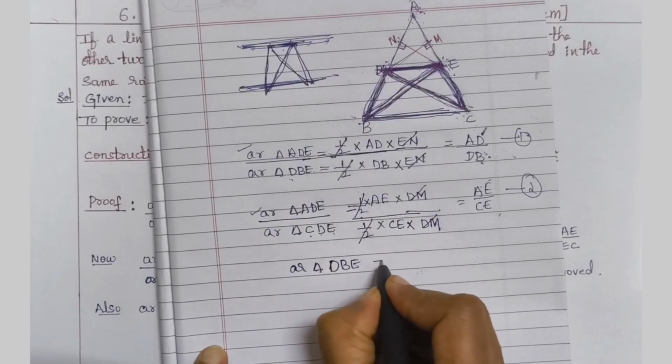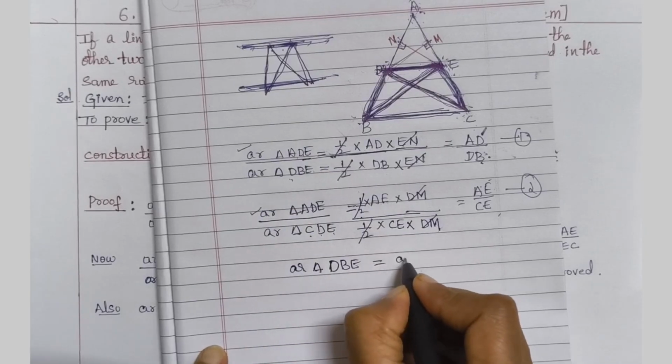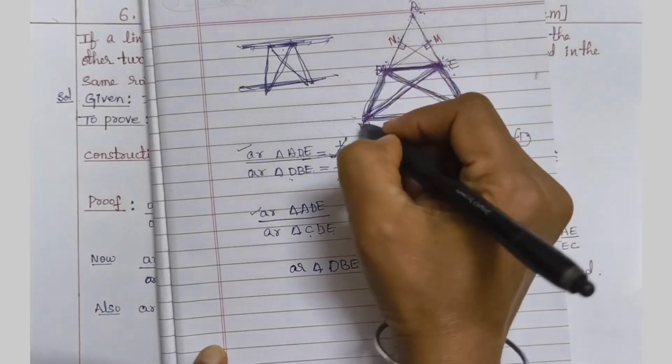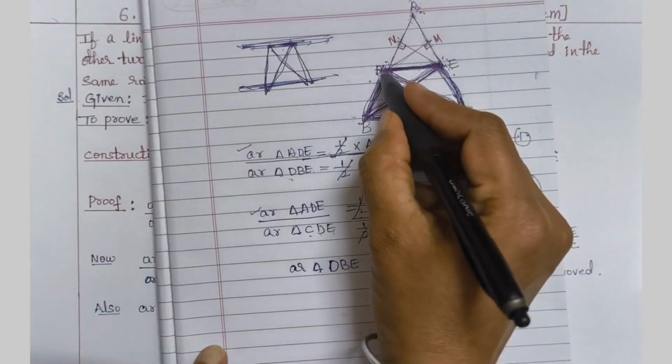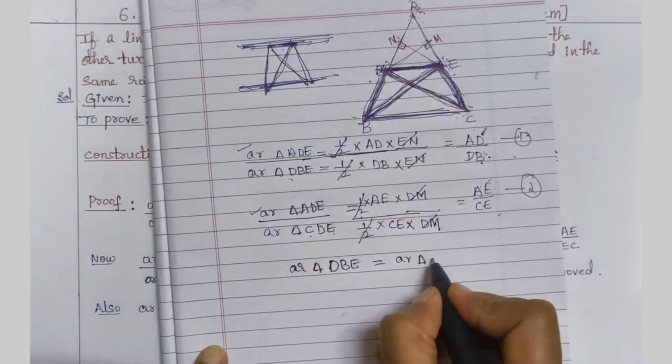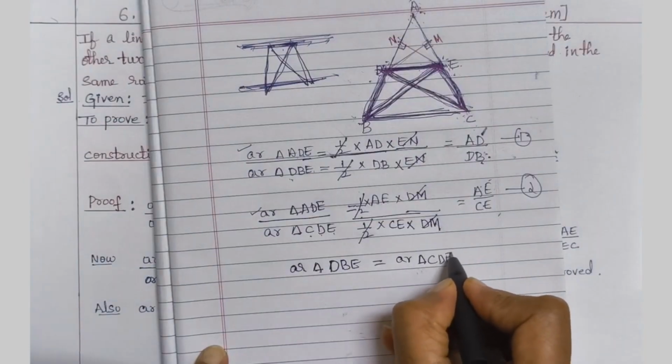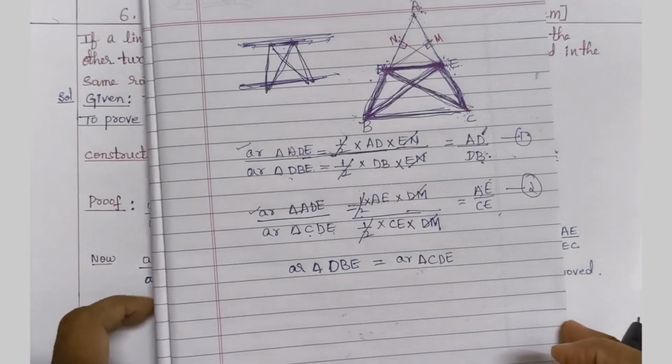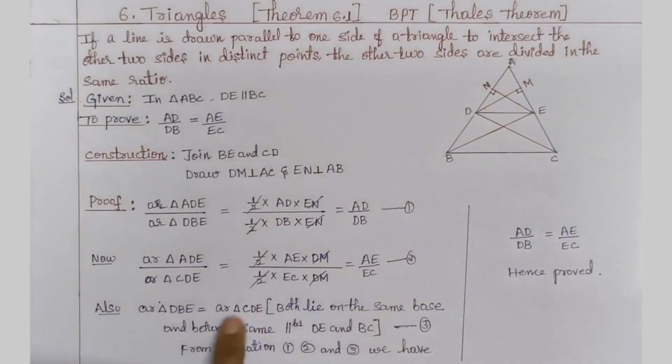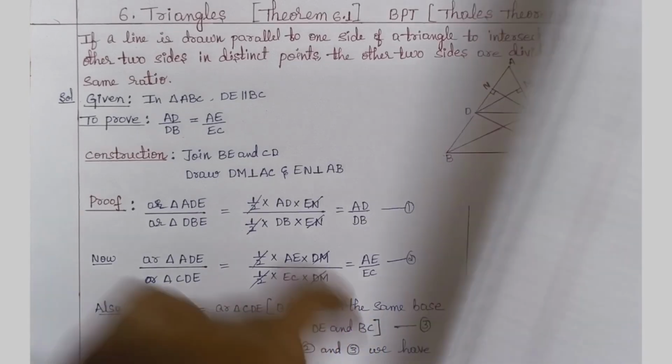The area of triangle DBE is equal to the area of triangle CDE. These both are equal. What is the reason? You can also write it here. Reason: both lie on the same base and between the same parallels DE and BC. So these two are equal.